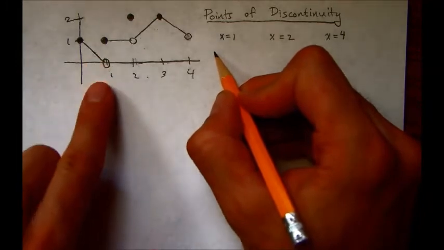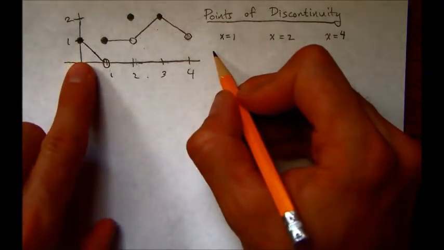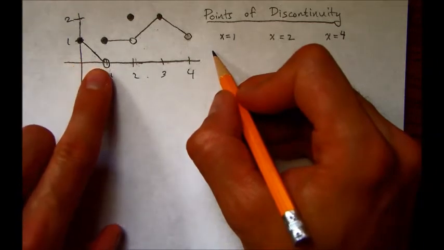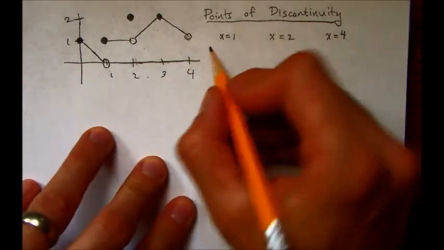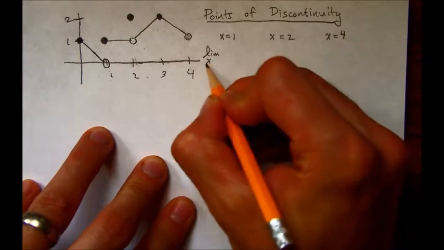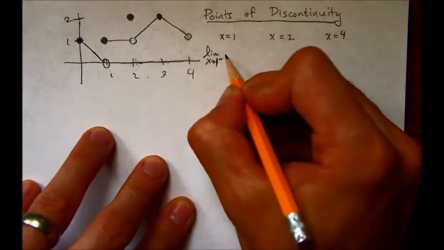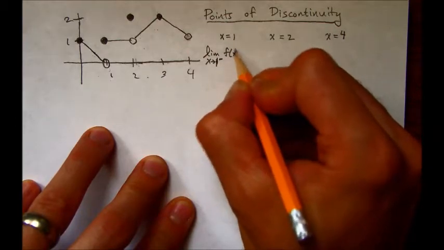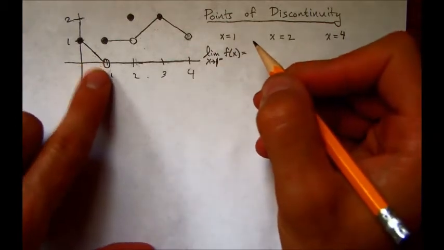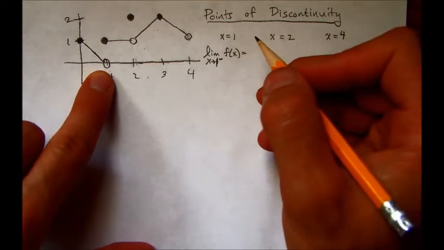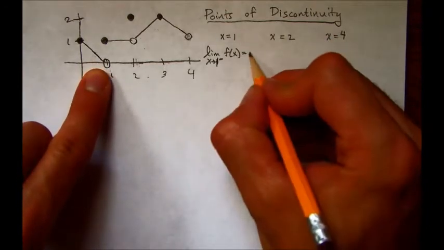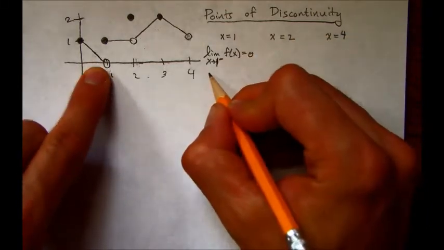We'll start with x equals 1. We want to take the limit of f of x as x approaches 1 from the left. That's just the y value we're approaching as we come in from the left. So that's approaching the x-axis, so the limit is 0. Then we do that from the right side.